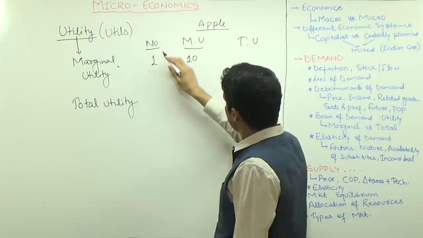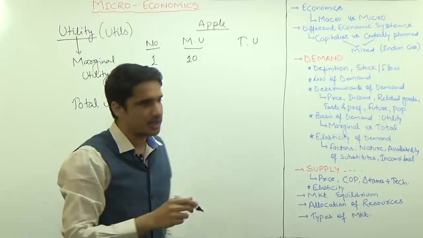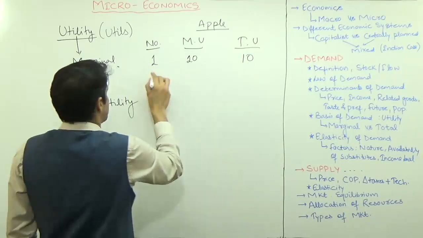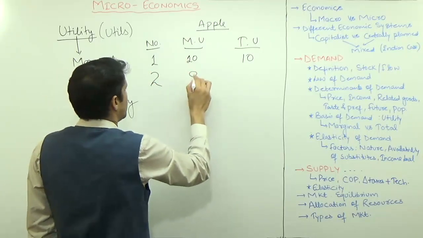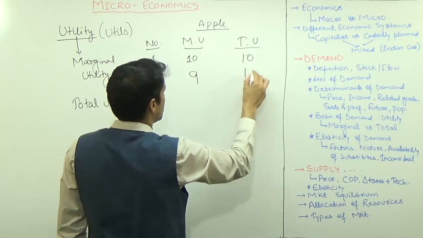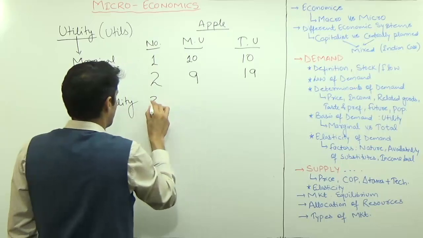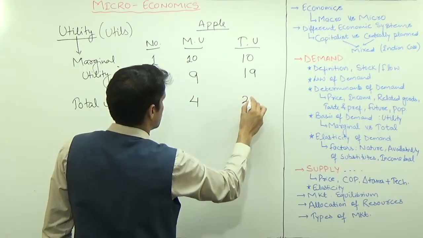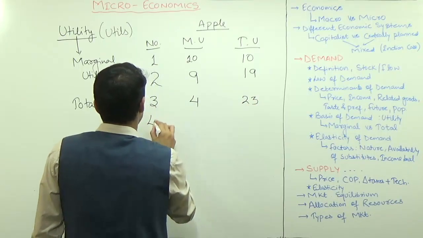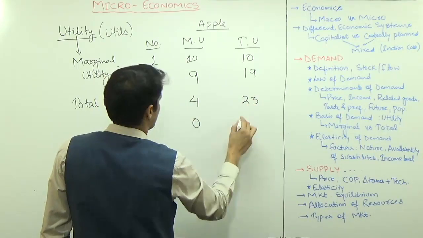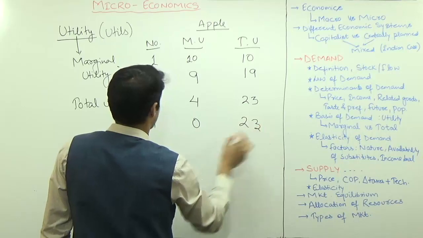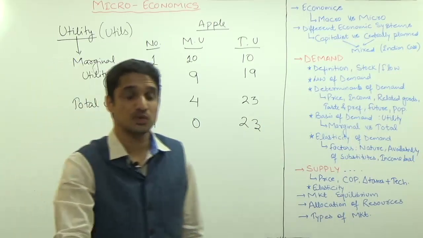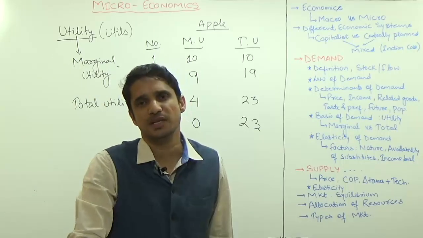For the first apple, the marginal utility is 10, so total utility is again 10. For the second, the marginal utility slightly decreases to 9, total utility becomes 19. For the third apple, maybe it becomes 4, so total becomes 23. Fourth apple, it becomes 0. Now you don't want to consume more. Can marginal utility be negative? You don't want to consume, still you are consuming. Is it possible?